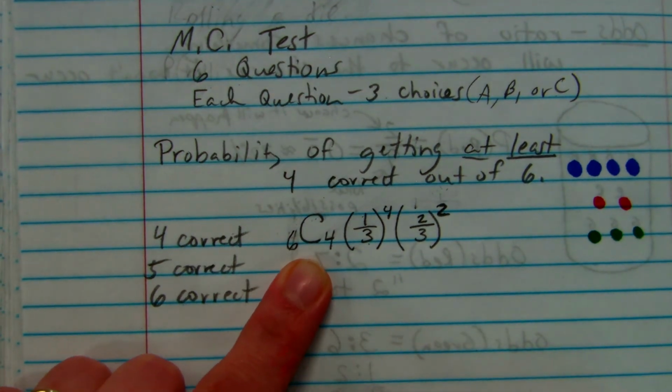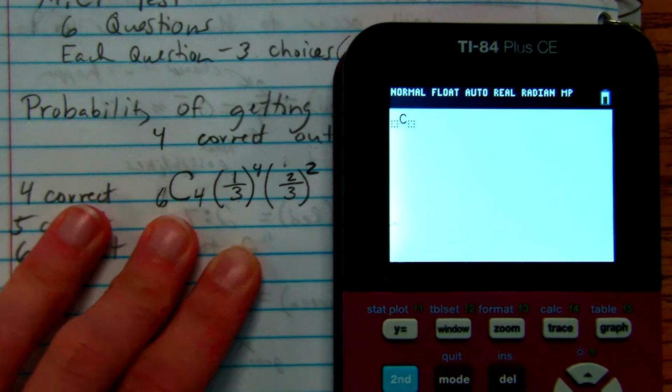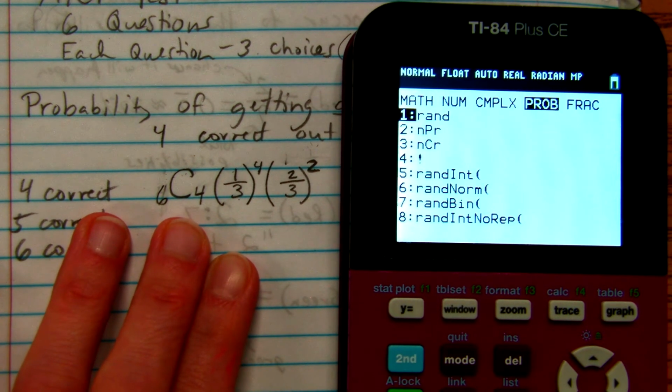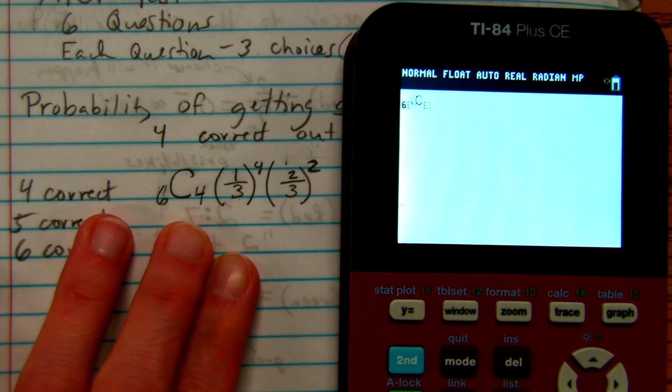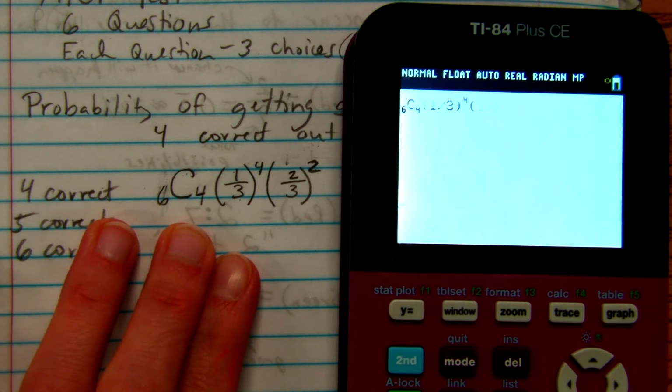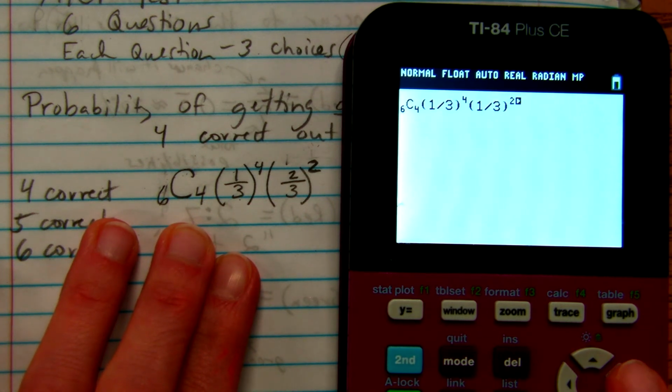So I'm going to do that really quick. So math, go to probability, number 3. All right, so I'm going to put my calculator up here. So let me do that again. I hit the math key, go over to probability. I'm choosing number 3, and then I'm going to put in my numbers 6 and 4. And then I'm going to do 1/3 in parentheses to the 4th power, and then 2/3 in parentheses to the 2nd power. Sorry, I made a mistake with the fraction. I think I got it all right, and then I can hit enter.